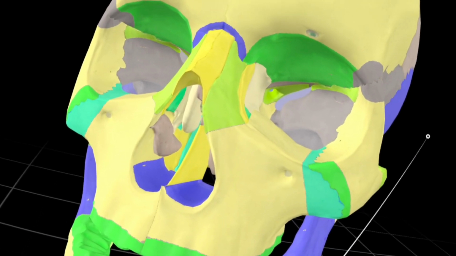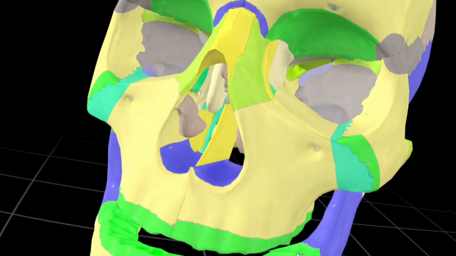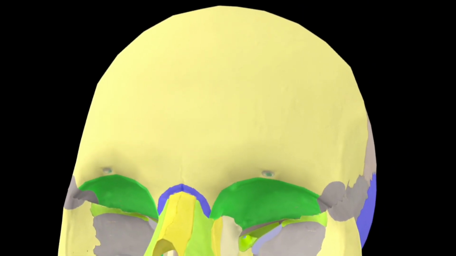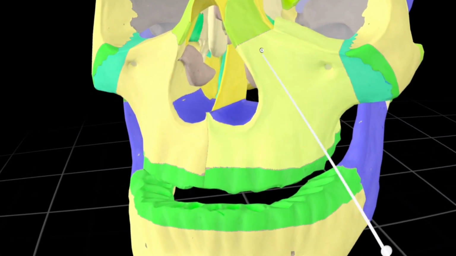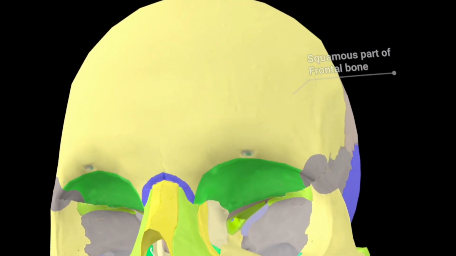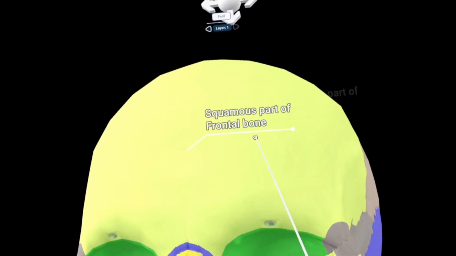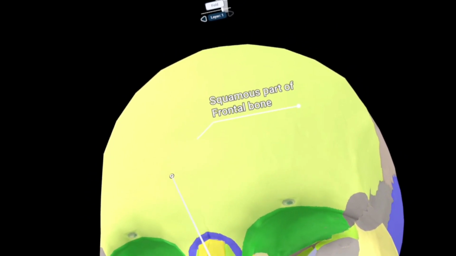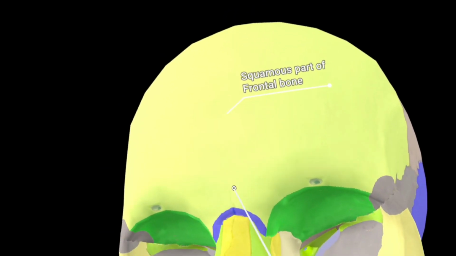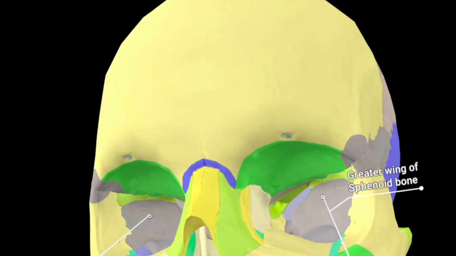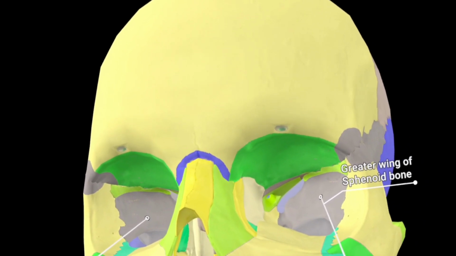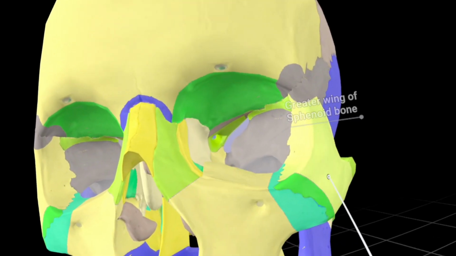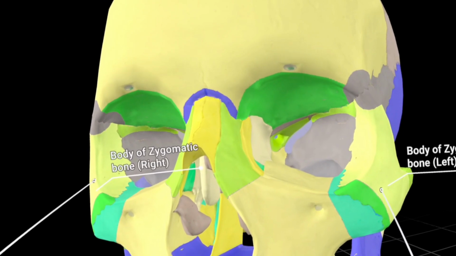All right, next up we have page 90 of the lab manual. This will be an anterior view of the skull. We're going to start with the frontal bone, or the forehead. Next we have the sphenoid bone. Next we have the zygomatic bone.